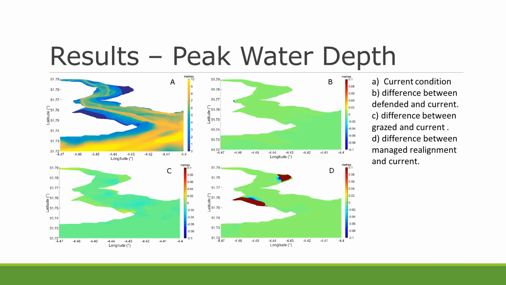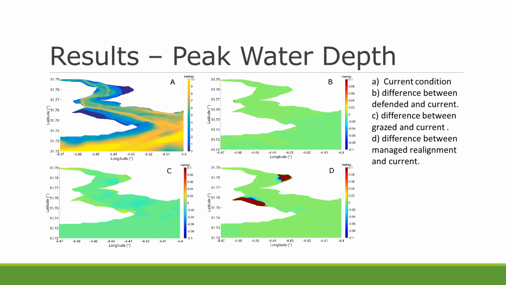Following model validation against measurements within the estuary, a series of significant storm events were run for each of the salt marsh management interventions. Here, the peak storm water levels are compared for the 1 in 50-year storm event. In Figure A, the peak water levels under the current condition are displayed. The tidal extent during the peak of the storm reaches the landward edges of the marshes, with water depths in the range of 1 to 2 metres.